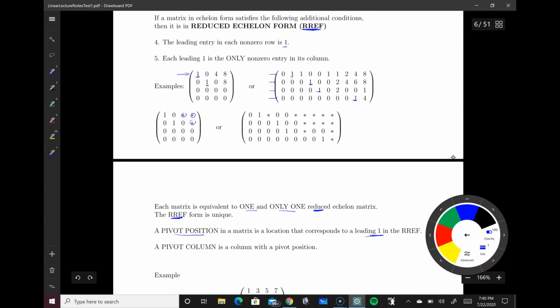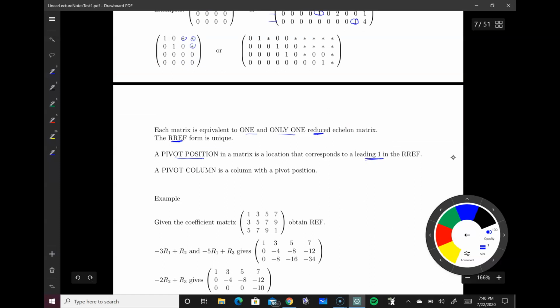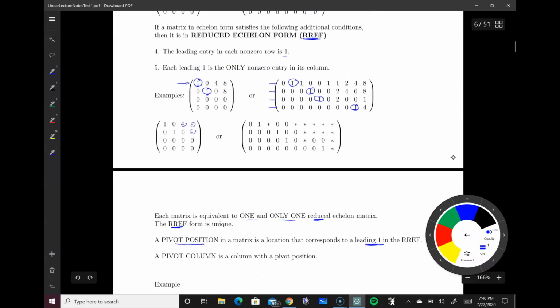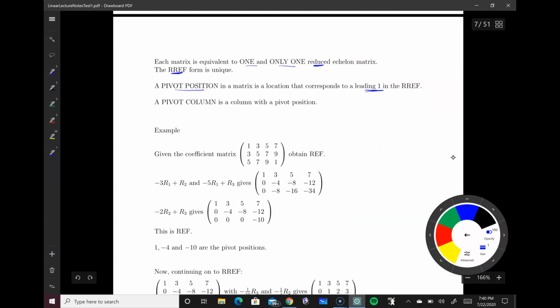So every time I was kind of pointing to this, this is a pivot position, this is a pivot position, this is a pivot, and pivots are going to be really important. So pivots, you identify them on the row, that's the leading 1 in the RREF. And every time we have a pivot position, we call this the pivot column, and we call this the pivot column.